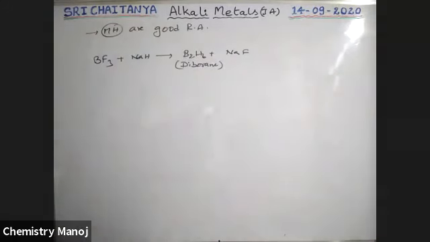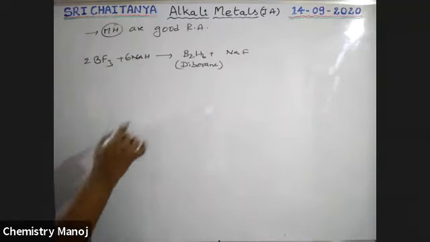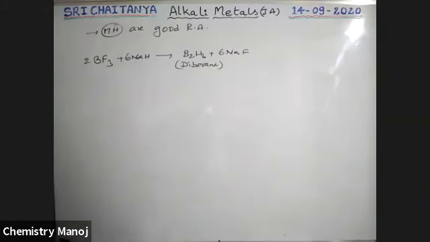So diborane: 2BF3 plus 6NaH gives B2H6 plus 6NaF. That is the preparation of diborane.